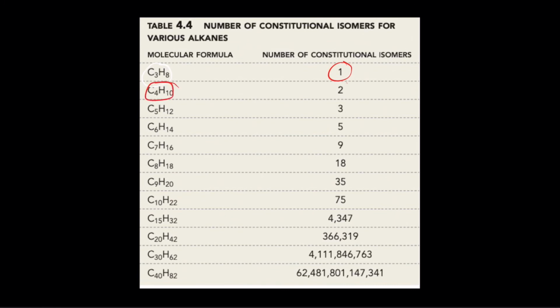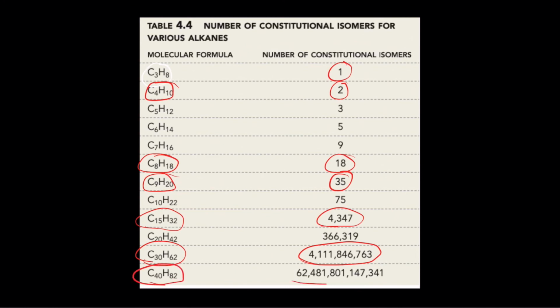When you have 4 carbons it's 2, and as you start going up and up, for 8 it's 18, when you go to 9 it becomes 35, to the level where 15 carbons would lead you to 4000 isomers, 30 carbons would lead you to 4 billion isomers, and 40 carbons would lead you to 62 trillion isomers. So this is the number of isomers for any given number of carbons that you can find.